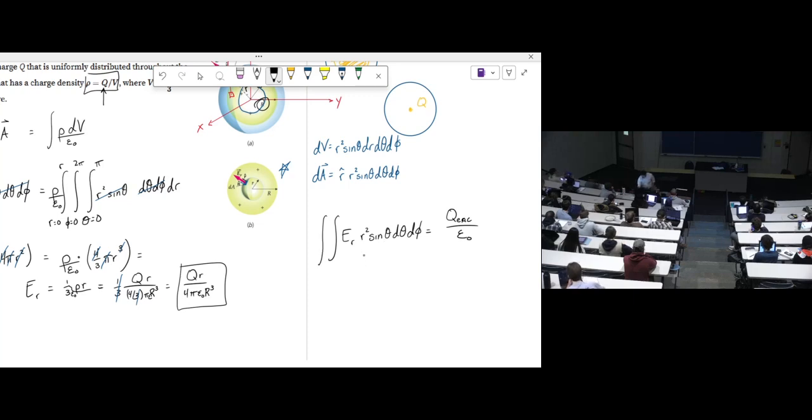If you integrate over this, since E sub r and r are independent of theta and phi, it essentially becomes E sub r times the surface area of a sphere. So that's E sub r times 4 pi r squared equals Q over epsilon naught, or E sub r is equal to 1 over 4 pi epsilon naught times Q over r squared.